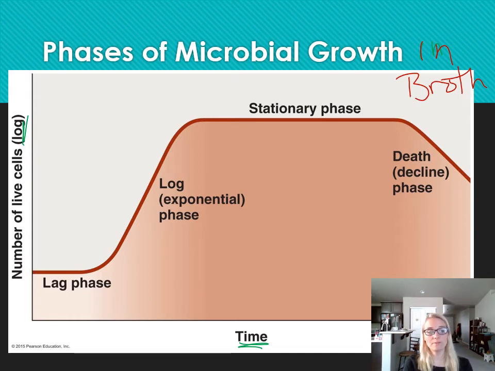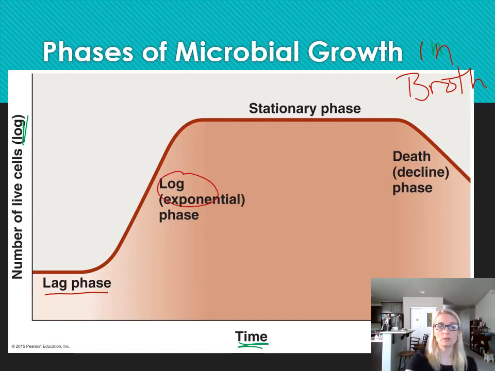So in a broth environment, the first phase is what we call the lag phase. So it's usually the very beginning. You've just inoculated your broth. The bacteria is just kind of getting used to the environment. They might be turning on genes or turning off genes to accommodate for whatever nutrient is available. And then once they've kind of settled in, they've acclimated to their environment, then they really start taking off.